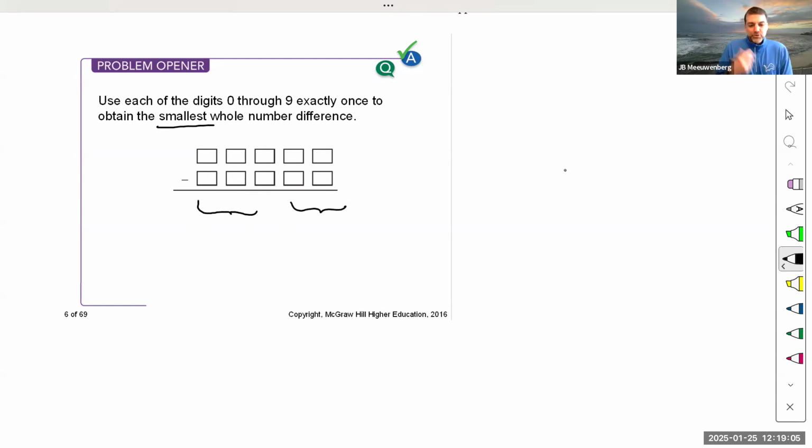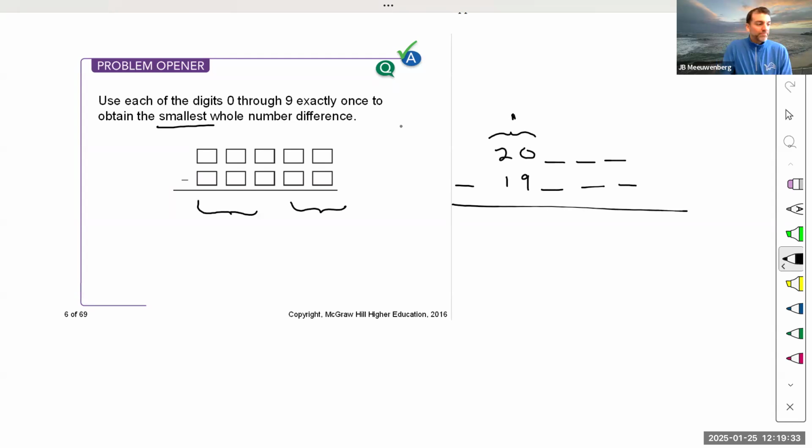So as I started to think through this problem and do it myself, the first thing I tried was starting with something like this. This was my first combination of numbers that I tried. 20,000 something minus 19,000 something, right? That was my first thought. Could I get the difference between the thousands up here to be just a 1, and then see what happens over here?